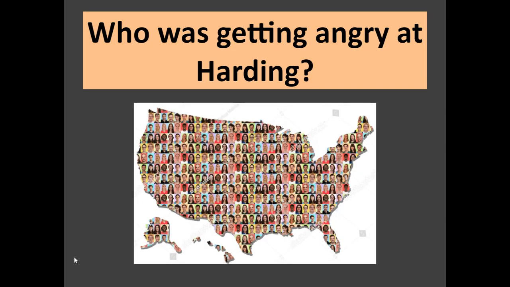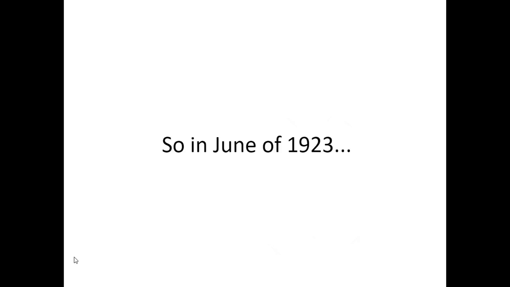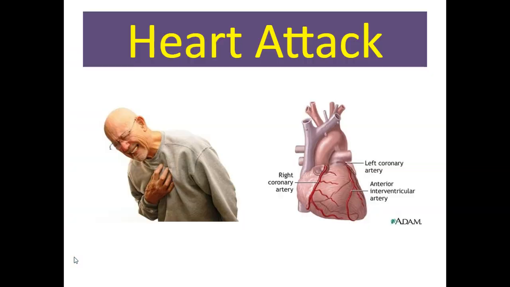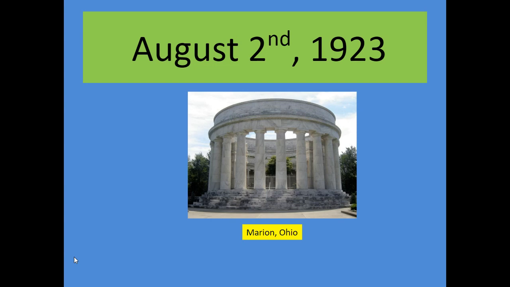And that is true. Now, who is getting angry at Harding? Well, the whole country, all these scandals. He goes down as the most scandalous of presidents. Now, in June of 1923, trying to get away from Washington, D.C. and all of these scandals, Harding took off for Alaska. He went for a hunting trip. And on that trip, he had a heart attack. Some people say all the stress from the scandals caused it. Other people said there were other reasons. Either way, he had a heart attack and he passed on.